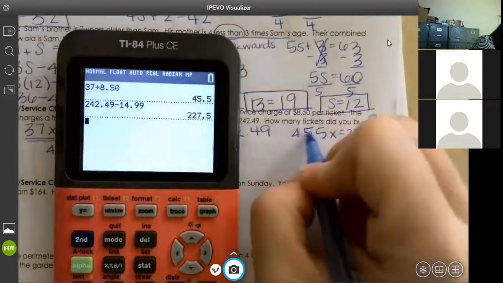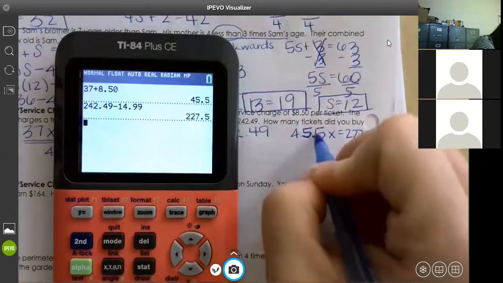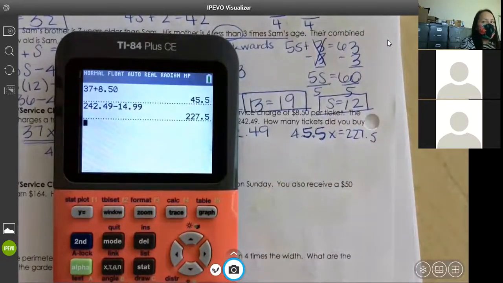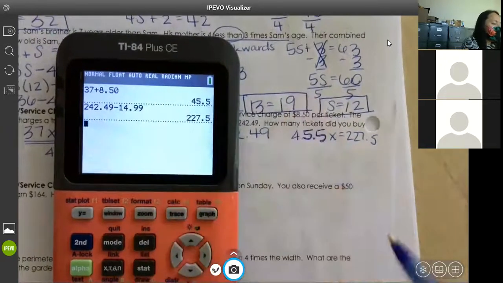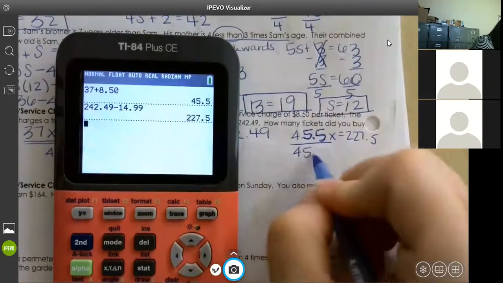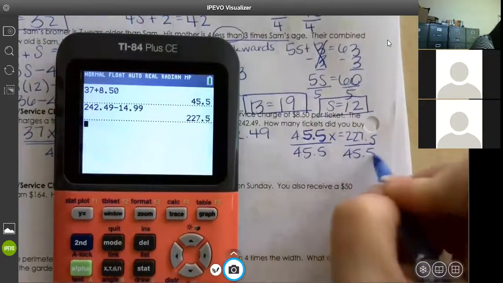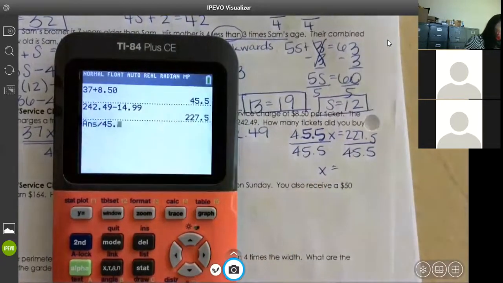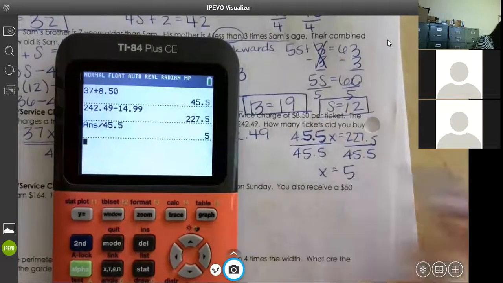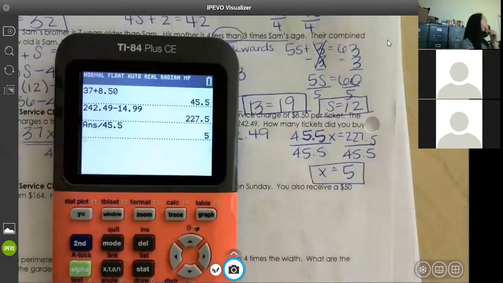So I have 45.5x equals 227.5. How do I get x by itself? The same way you did up here, divide by 45.5. And again, I'm going to do that in my calculator. And how many tickets did we buy? That was it. So it came out nice, but it was ugly throughout, right? Not too bad. And again, a question like that would be calculator active. They don't make you do all that work with decimals without a calculator. Okay. All right.